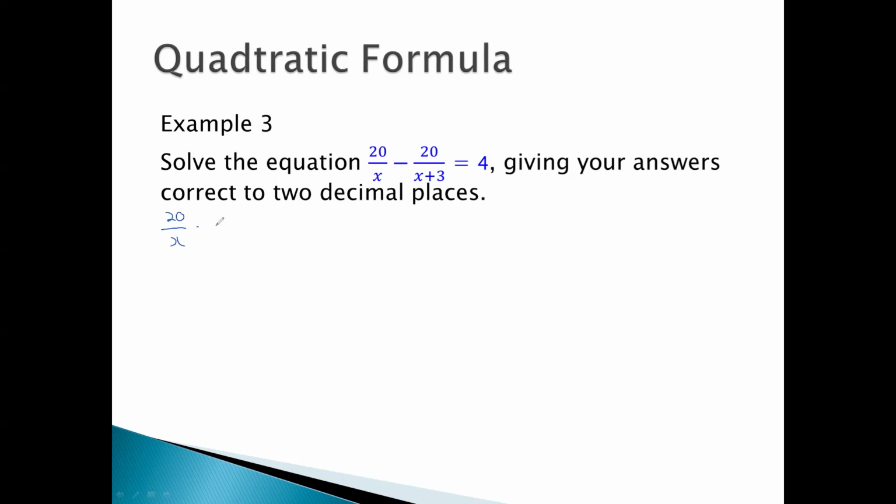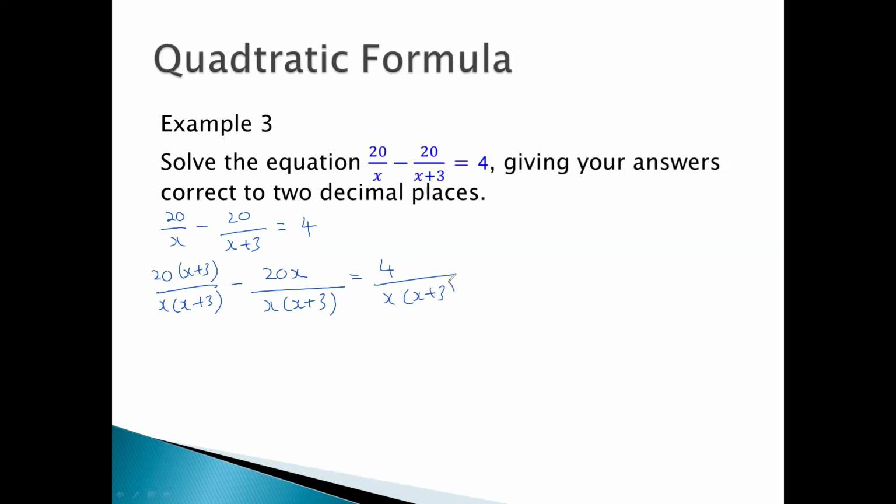20/x - 20/(x + 3) = 4. All right, I don't like to teach my students cross multiplying. I like to tell them that you have to change to the same denominator, and then you can cancel off the denominator. So what's the common denominator? x times (x + 3), right? So this is my common denominator. So what do I have to times here? x + 3. I need to times that x here. And for this, I need to times both denominators.